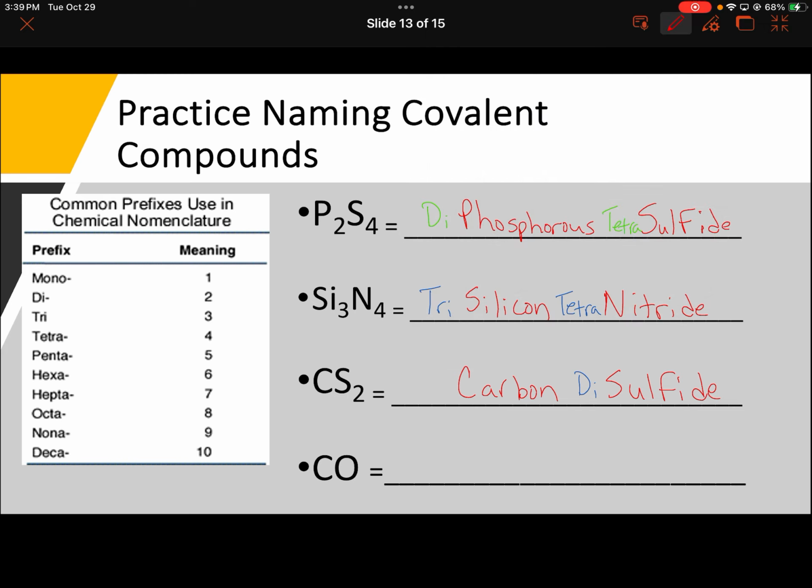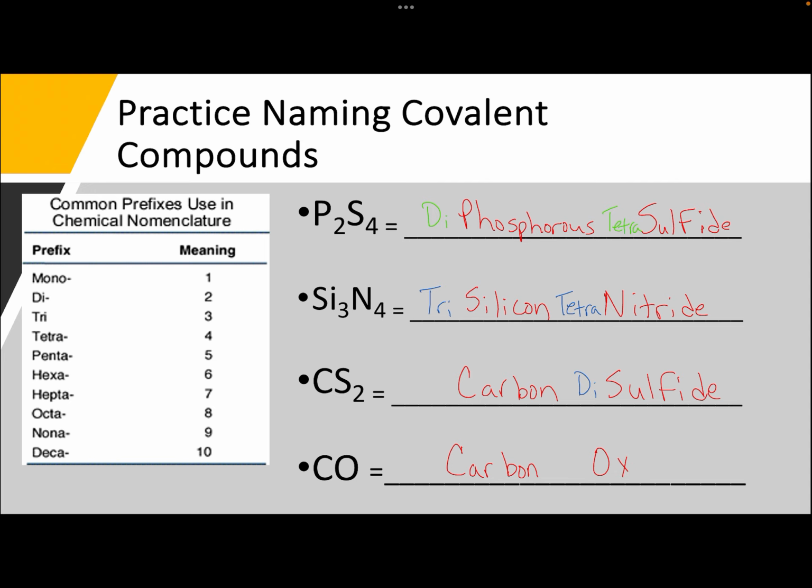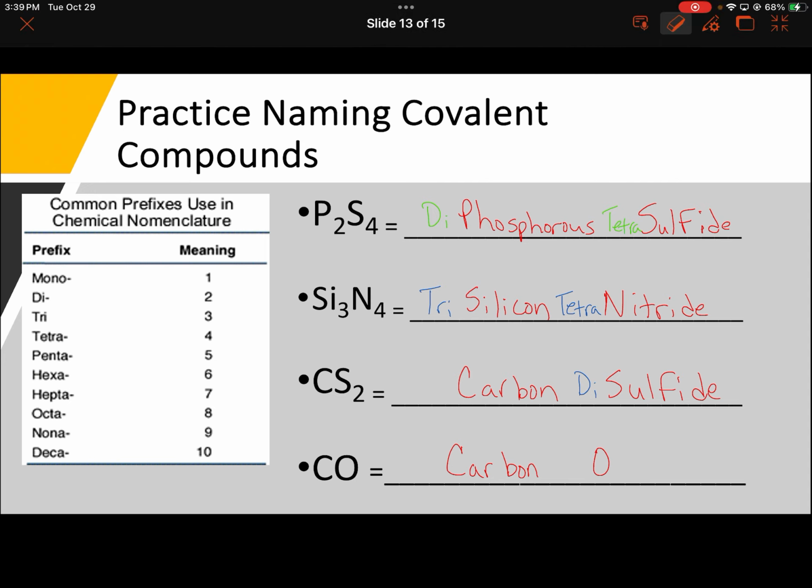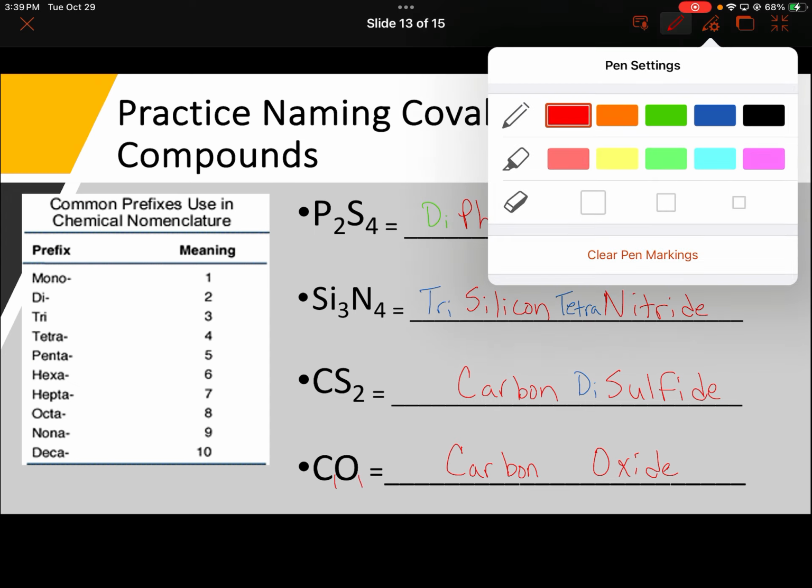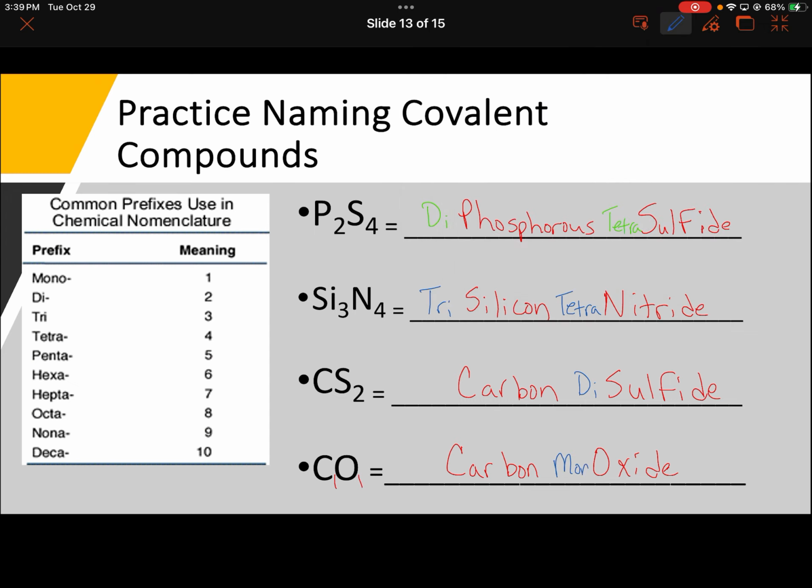Our last one, we have carbon again. And we have oxygen. We do have to do the IDE ending. Now remember, there's one carbon. I do not use the word mono on the first element, but I do use it on the second. Carbon monoxide. And so that's how we label that second one. So that's how we do covalent compounds when we want to look at their names.